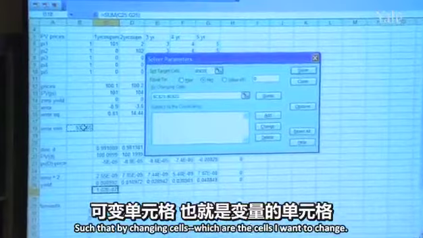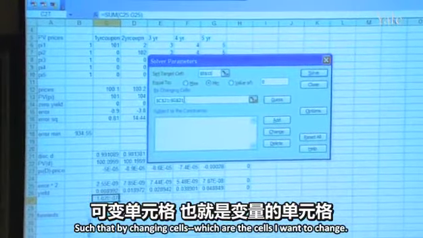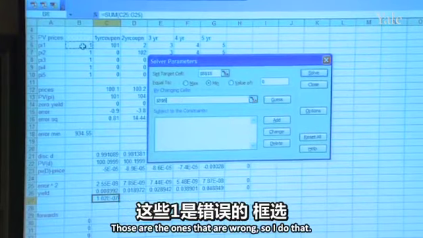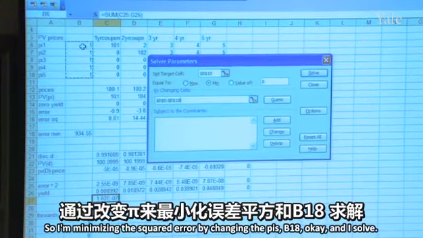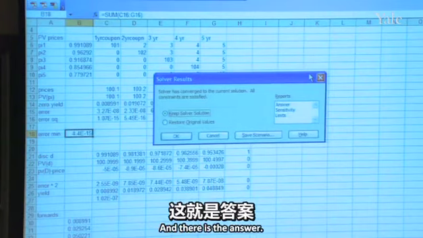Okay, so minimize the total squared error, such that by changing cells, which of the cells do I want to change? I want to change the pi's. Those are the ones that are wrong. So I'm minimizing the squared error by changing the pi's, B18, okay, and I solve. Okay, and I've done it. And there is the answer.